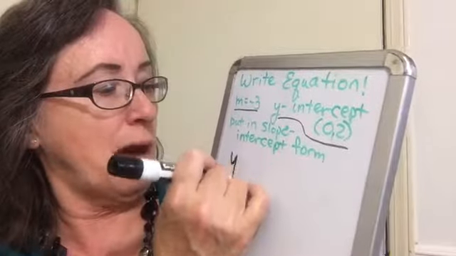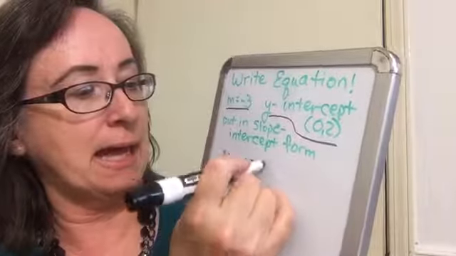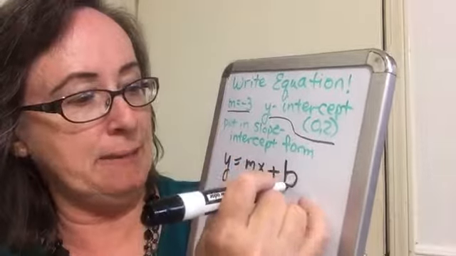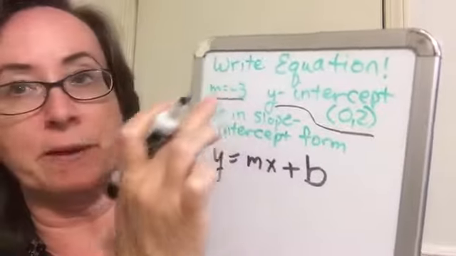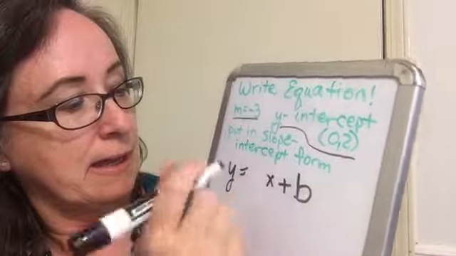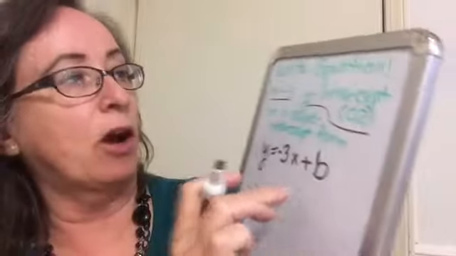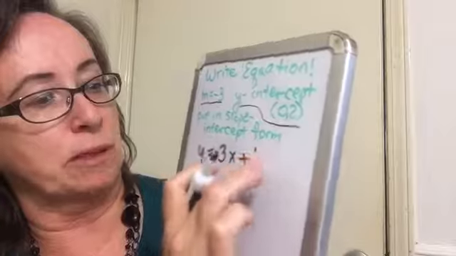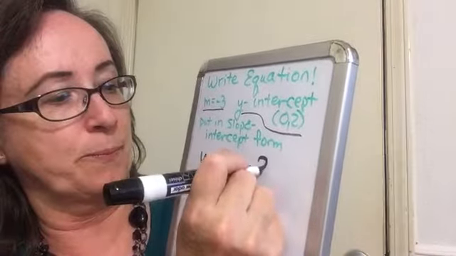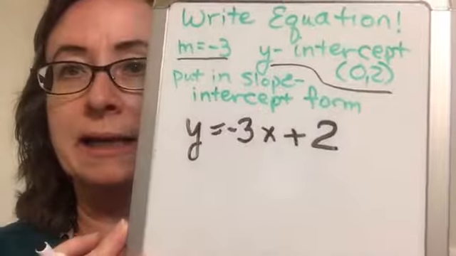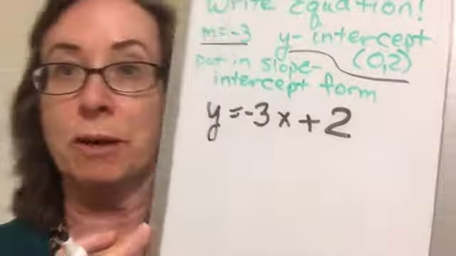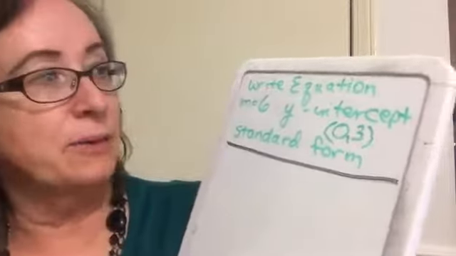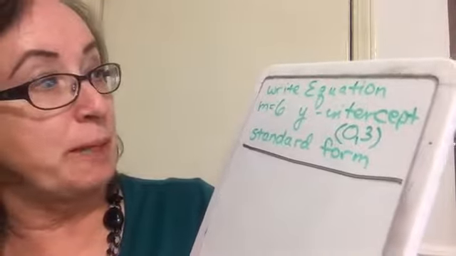We know that y is mx plus b is our formula, and we have a slope of negative 3, and there we go. So we put our slope in, and then our b is our y-intercept, so we're going to plug in a 2. So y is negative 3x plus 2 is in slope-intercept form, and we're done. Okay, so now we're going to do the number 3 problem.